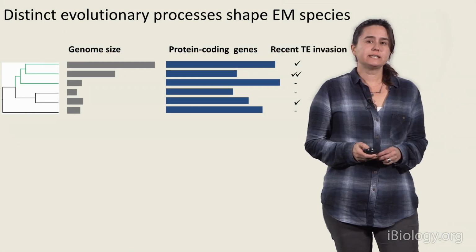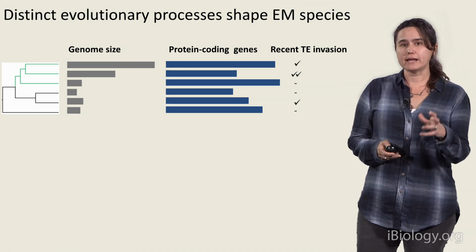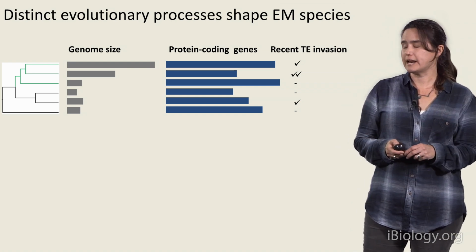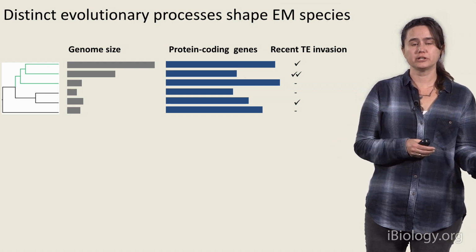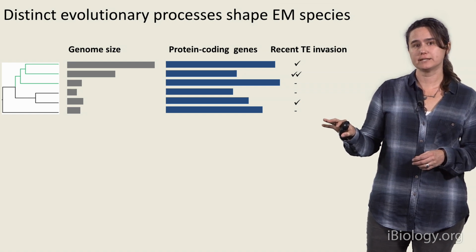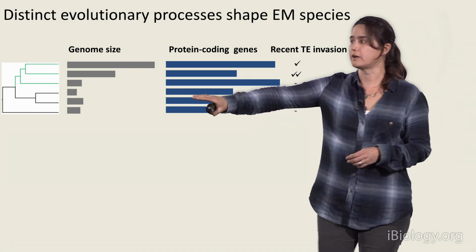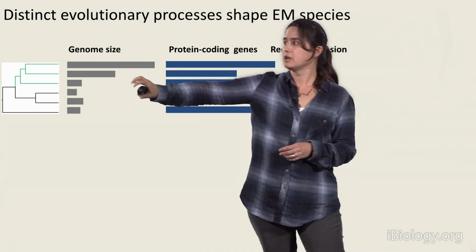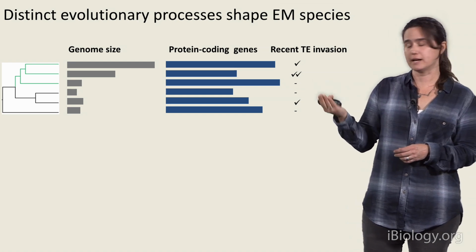At the end of this, it seems like at least at the moment, there doesn't seem to be a thing that uniquely identifies ectomycorrhizal fungi as different from the decomposers. And in fact, it seems like distinct evolutionary processes are shaping each of the ectomycorrhizal species, as we saw from the data on genome size, protein coding genes, and the transposable element data as well.